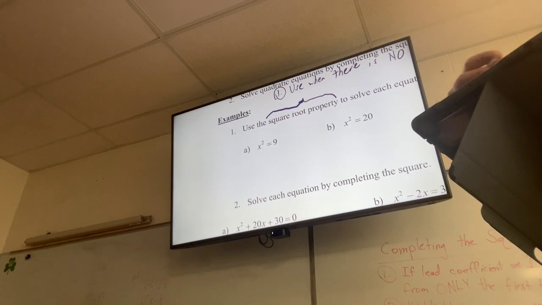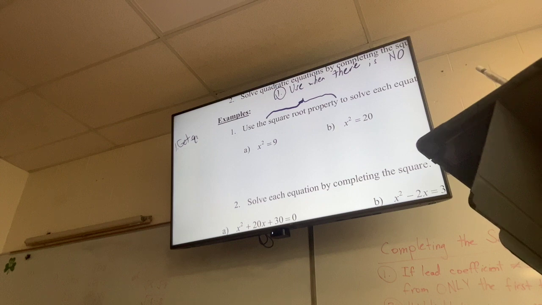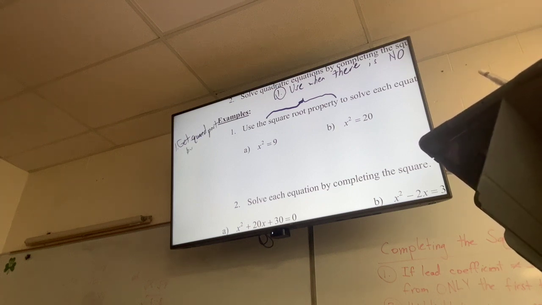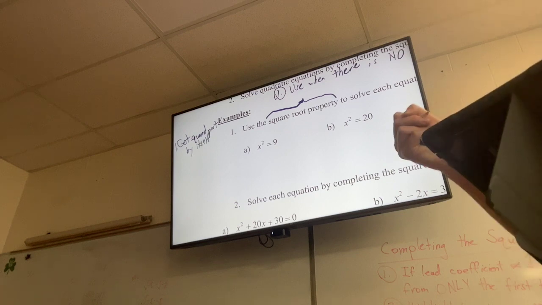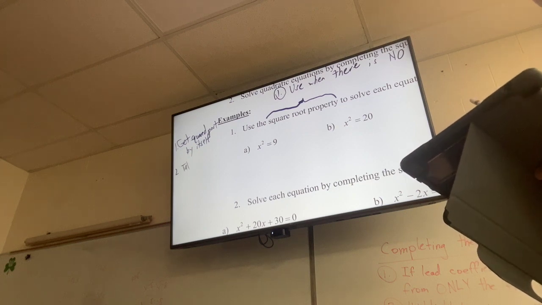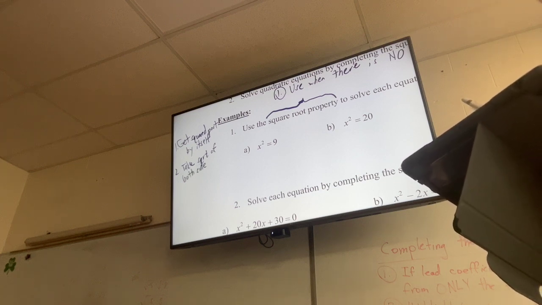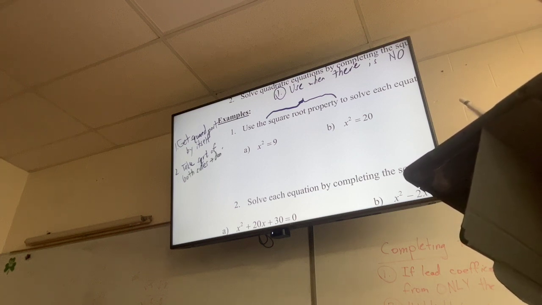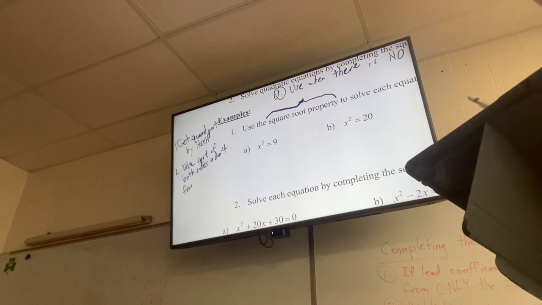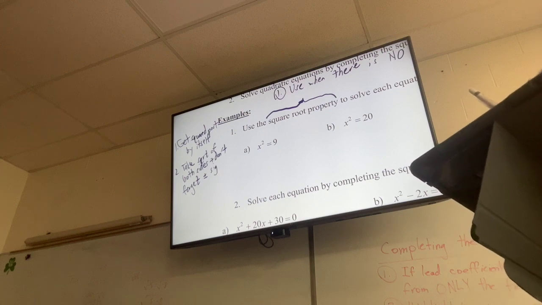So to use the square root property, step 1: get the squared part by itself. And then step 2: take the square root of both sides. Don't forget your plus minus sign.